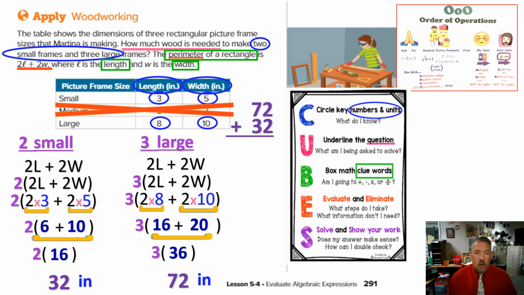So how much wood do I need? Well, I just put those together, right? 72 plus 32 is going to give me 2 and 2 is 4, 7 and 3 is 10, 104. 104 what? 104 inches. So I need 104 inches in boards. Notice I didn't square it because I didn't multiply. I'm not finding area. I'm just finding perimeter, which is length. So I just keep my straight measurement.